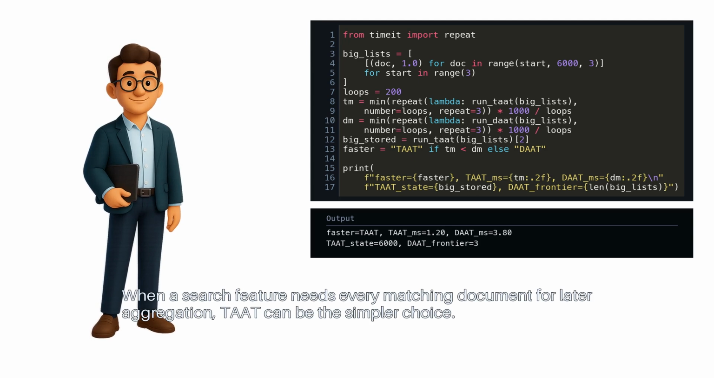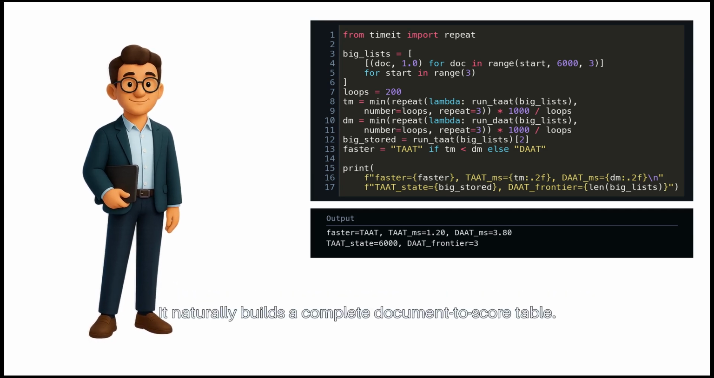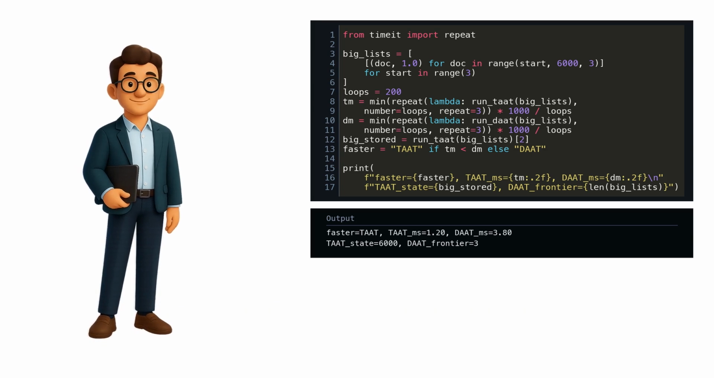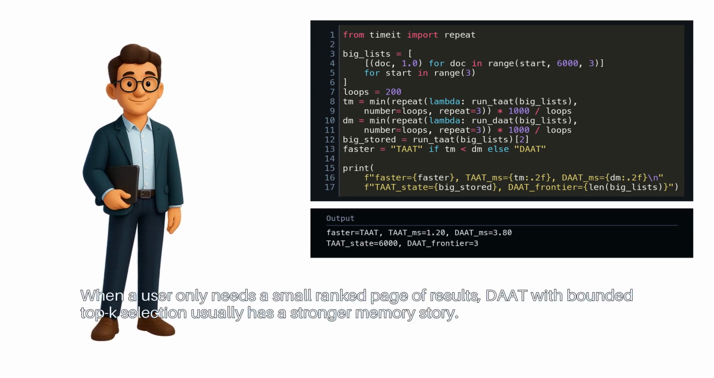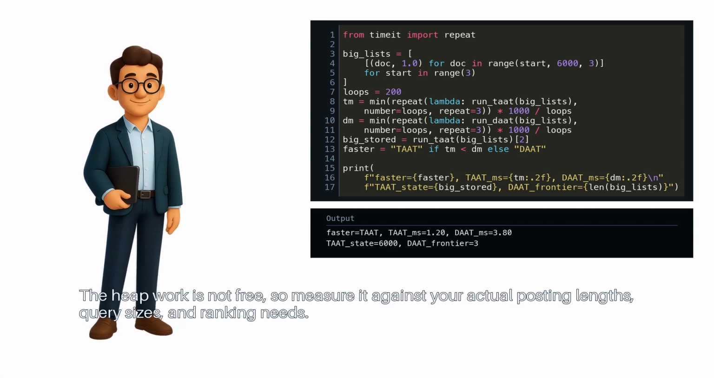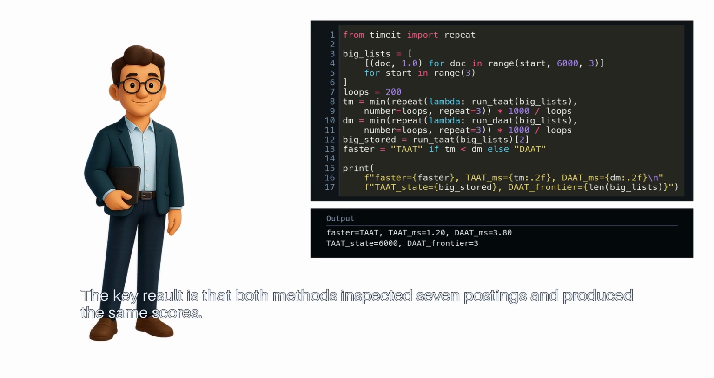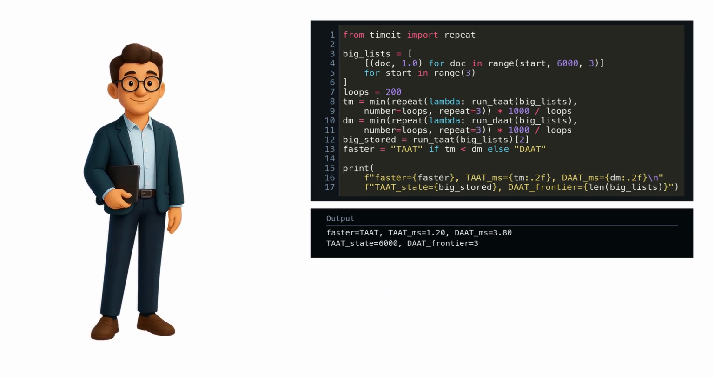When a search feature needs every matching document for later aggregation, TAAT can be the simpler choice. It naturally builds a complete document-to-score table. When a user only needs a small ranked page of results, DAAT with bounded top-K selection usually has a stronger memory story. The heap work is not free, so measure it against your actual posting lengths, query sizes, and ranking needs. The key result is that both methods inspected 7 postings and produced the same scores.